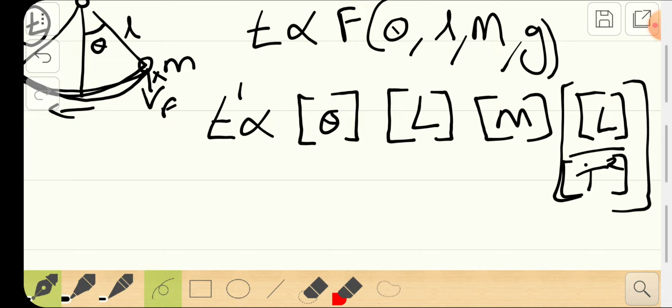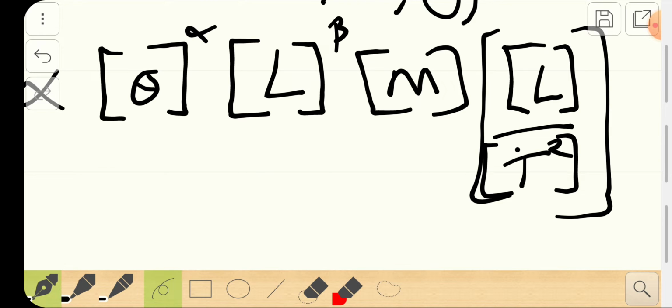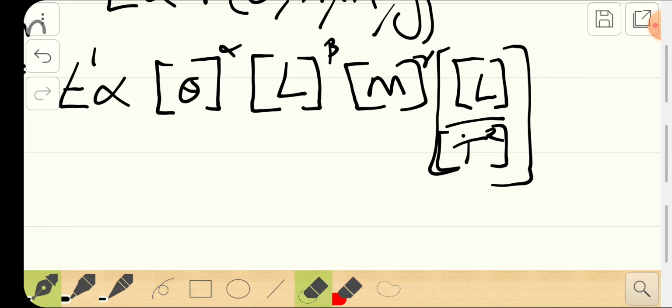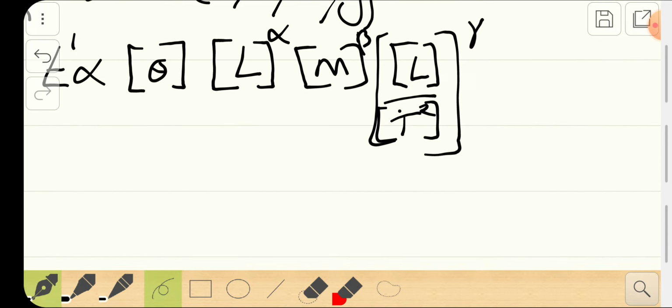For these exponents, we can put down alpha, beta, gamma. As I already told you, theta is in radians, so it has no direct implication. It will be a constant. So let's write down that this has alpha, beta, and gamma. So that's the relation right there.